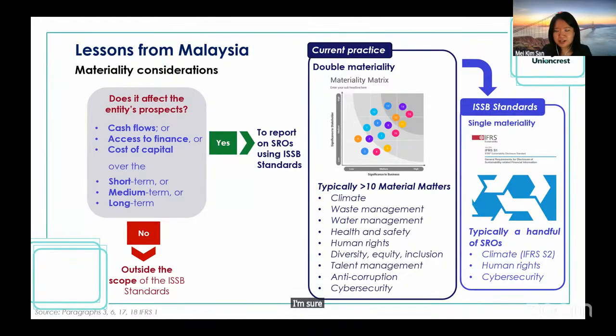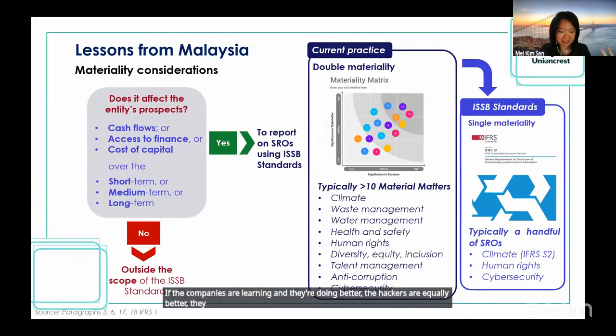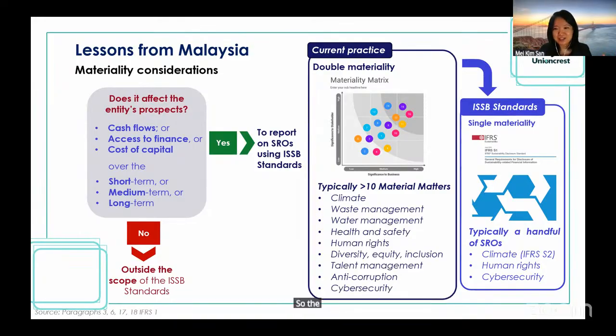I'm sure this one comes as no surprise to everyone, simply because in the age of AI, more and more things pop up, and you need stronger cybersecurity. There's a joke that we have that if the companies are learning and doing better, the hackers are equally better. They are equally doubling up their efforts. So the question is, if there's a gap that can't always be covered, then that risk persists. So that's kind of the insights from Malaysia.